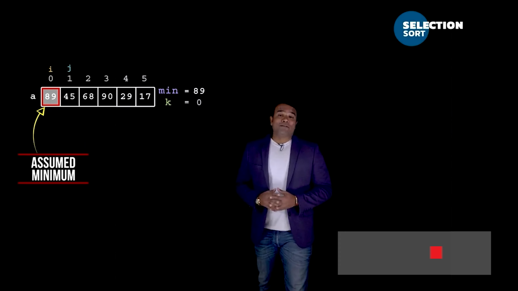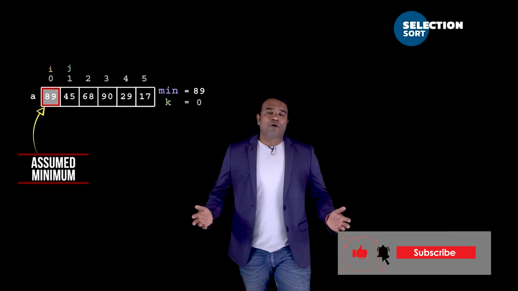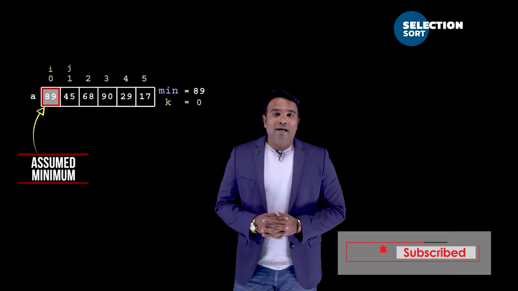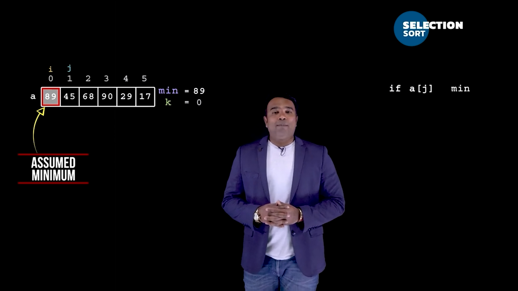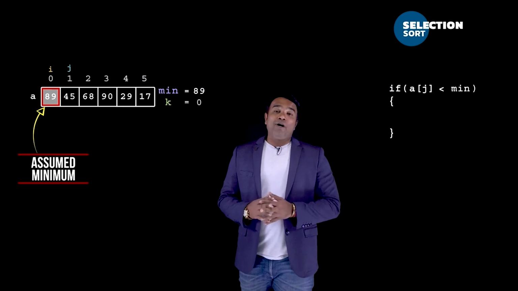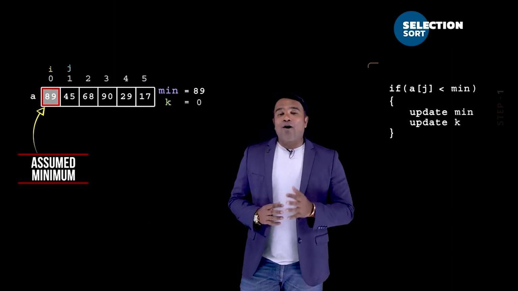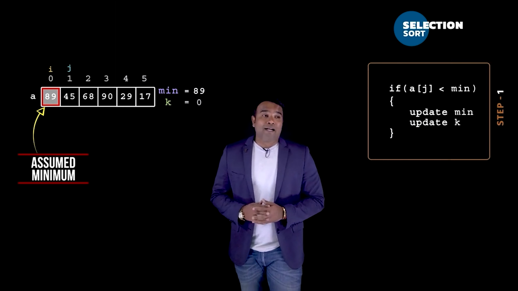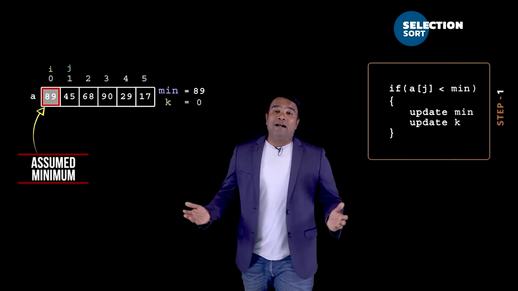And how does all that happen? Let me explain. If I will have to find the real minimum, all that I have to do is to compare my a of j with minimum. And if in case my a of j happens to be lesser than minimum, then I will have to update my minimum as well as update k. Well, if all of this is really confusing, let me apply this on the array and I'm sure you would be able to understand.